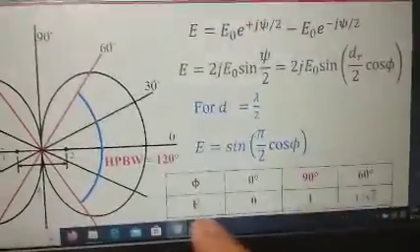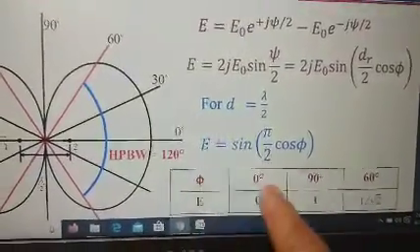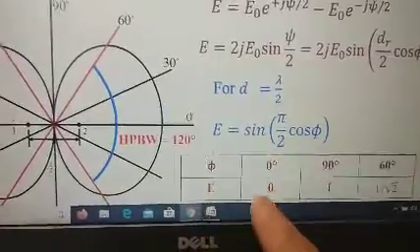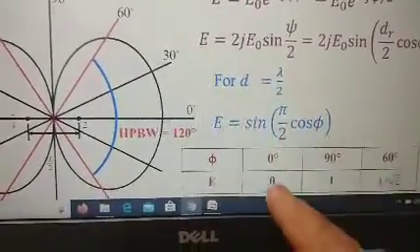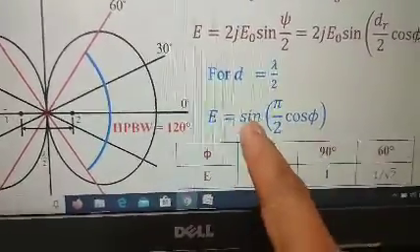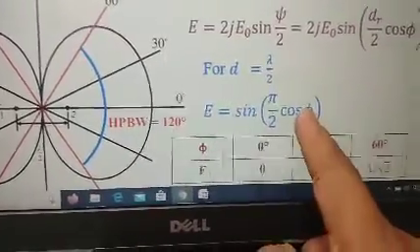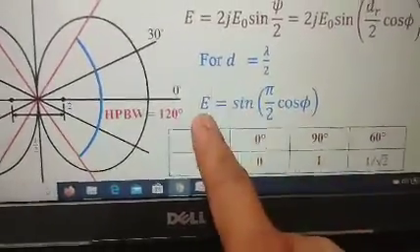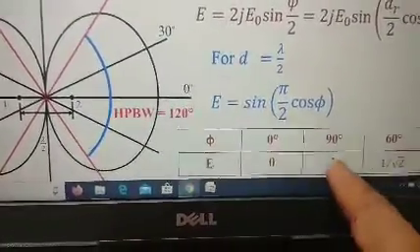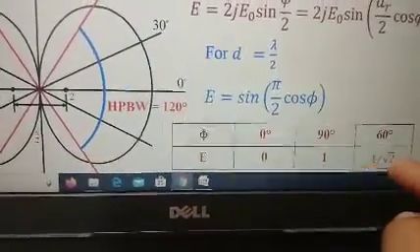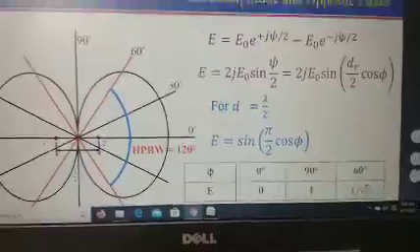For this case, phi is equal to 0 degree, then E is equal to 0 because sin 0 is 0. Okay, cos 0 is 1, but here sin 0 is 0. Sin 90, for psi equal to 90 degree, the resultant electric field E is equal to 1, and for 60 degree it is equal to 1 upon root 2.